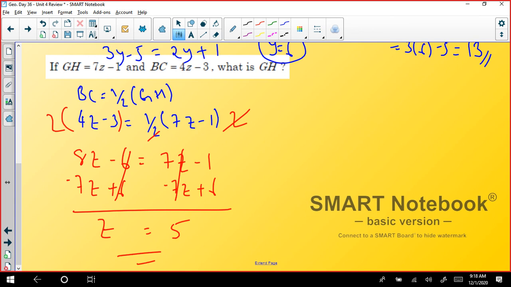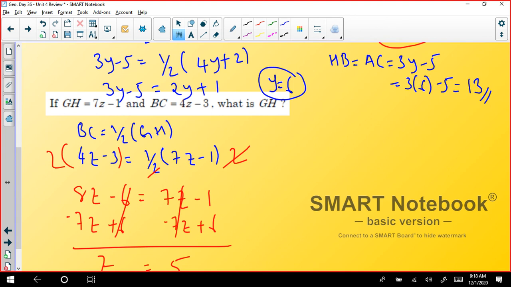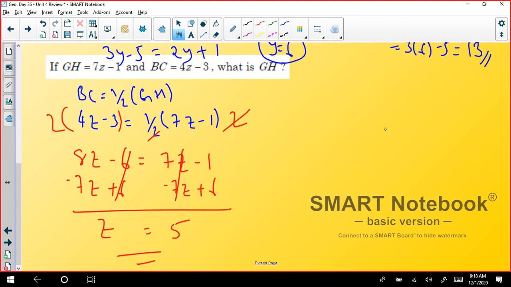But they are asking you to find the value of GH. GH is 7z minus 1. 7 times 5 minus 1. 7 times 5 is 35. 35 minus 1 is 34. That is the value of GH. Okay, let's see the next slide.